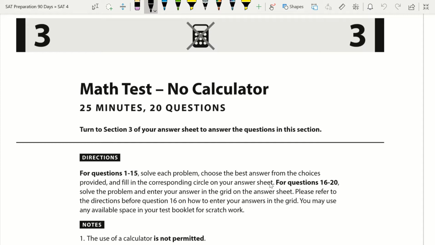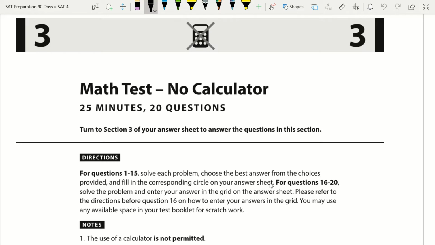Try to follow all those things that I showed you as far as how you can be the most efficient in finding the correct answer, and also follow all of the pacing strategies that I outlined in day 44. So that's what you'll be doing today: SAT Practice Test 4, the Math No Calculator section. You can find the link to the practice test in the description.